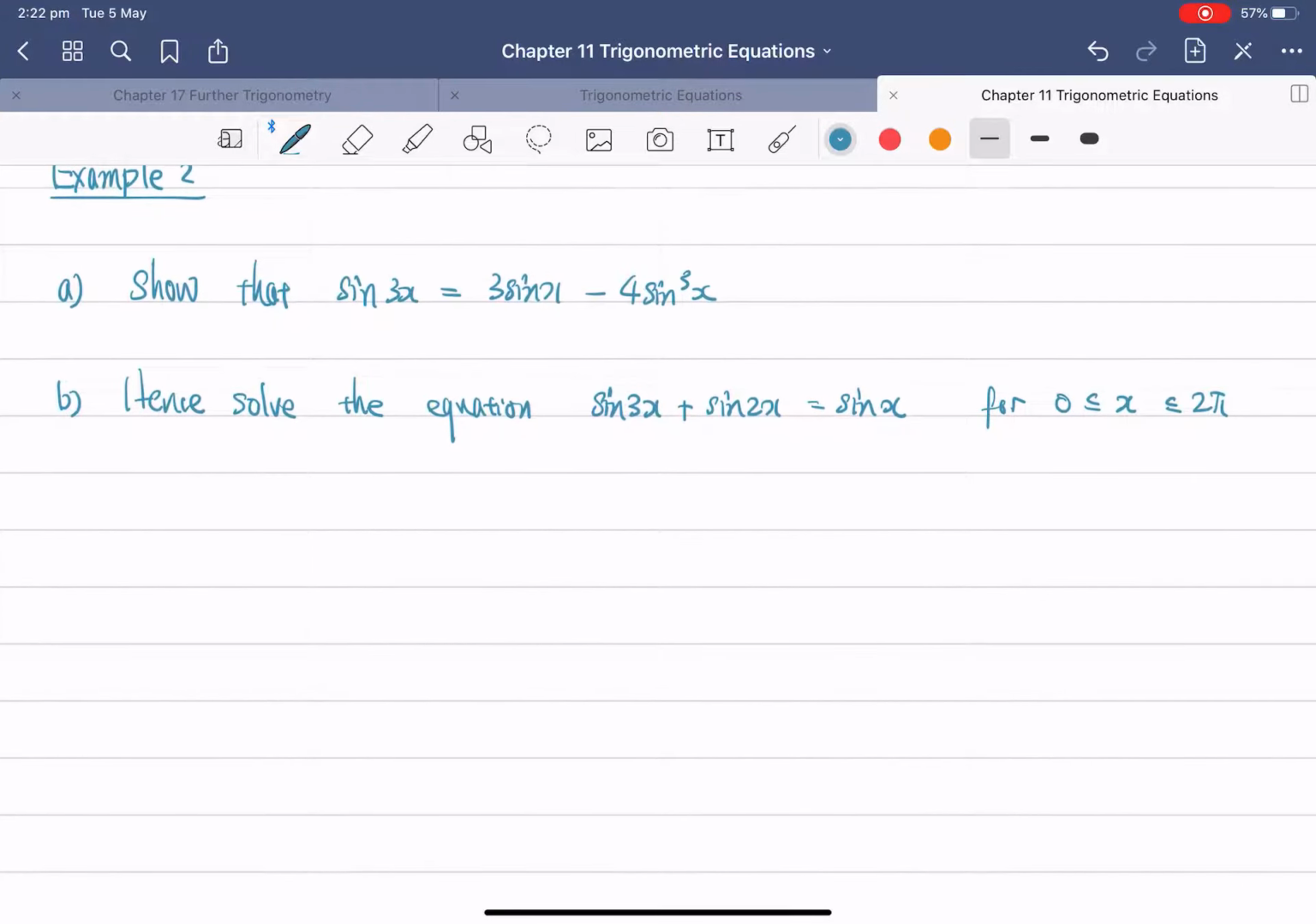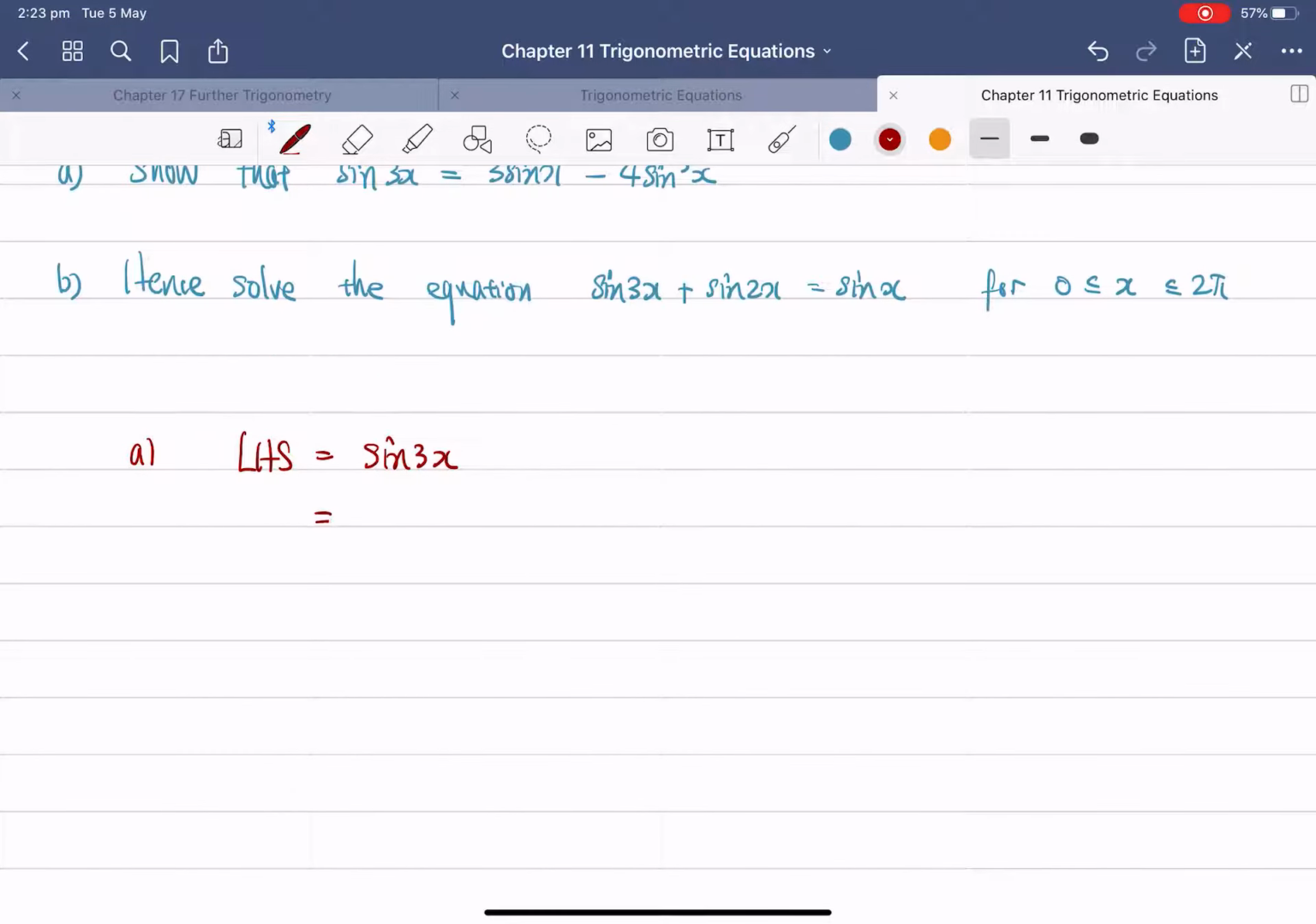All right, now how do we solve this? The first step is we need to show it, so we start from the left hand side. We're going to show that the left hand side, sine 3x, is equal to the right hand side, 3 sine x minus 4 sine cubed x. Something you have to pay attention to is that they're all in terms of sine x, nothing in terms of cosine. So remember, you need to leave everything in terms of sine.